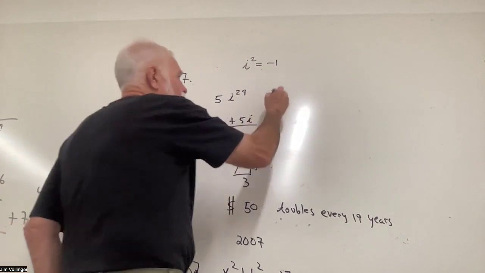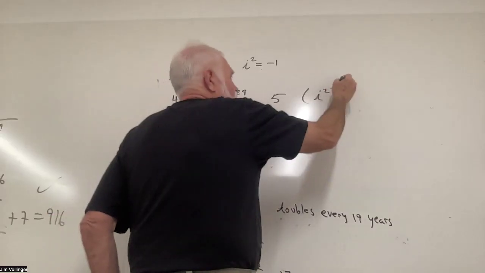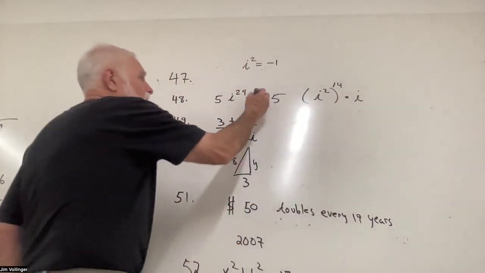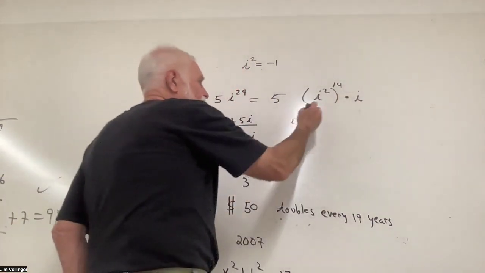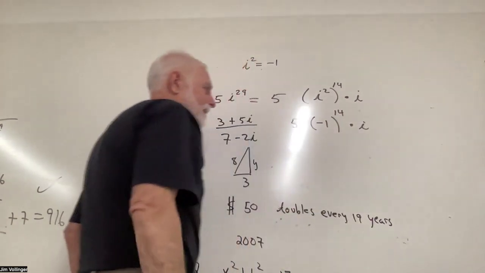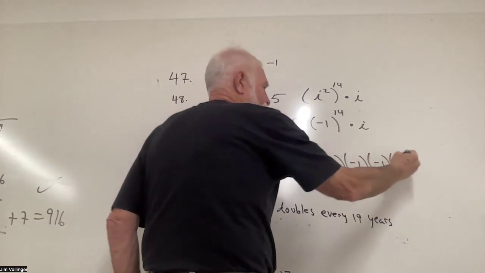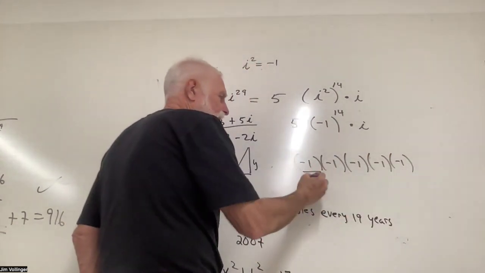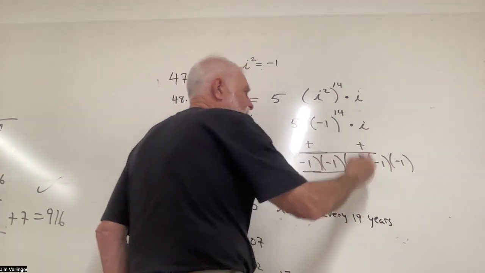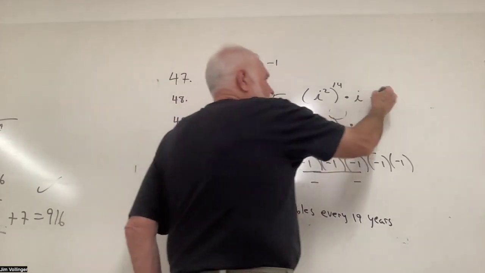So I can write i to the 29th as i squared. I've got to get up to 29, so 14 takes me to 28, and I build another multiplication of an i in there, and those are identical statements. And we talked about -1 to an even number times i. -1 times -1 times -1. Is there a pattern? Yes, there is a pattern. If I do it once, it's negative. Twice, it's positive. 3 times, negative. 4 times, positive. An even number of times, this is going to become +1. And so our final answer is 5i.